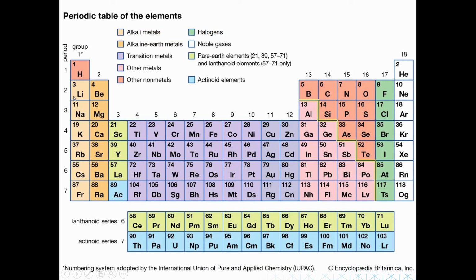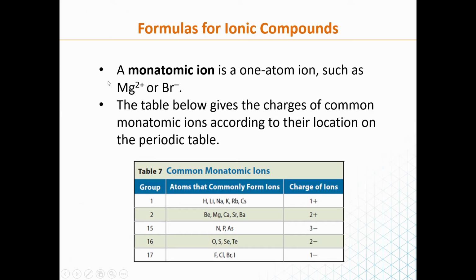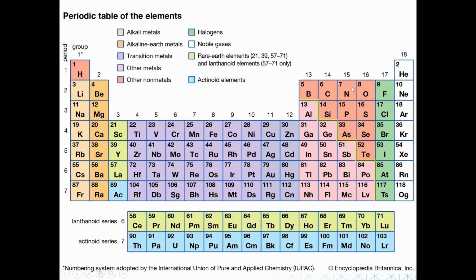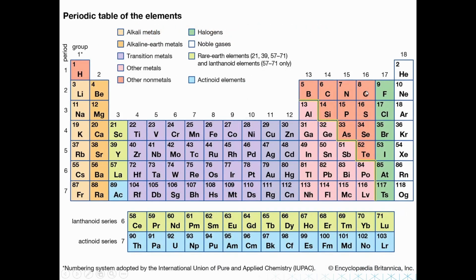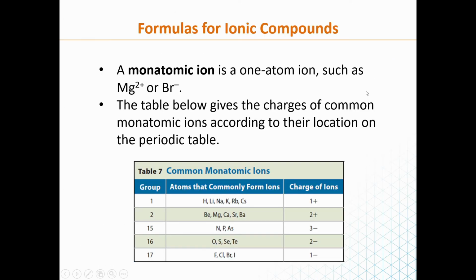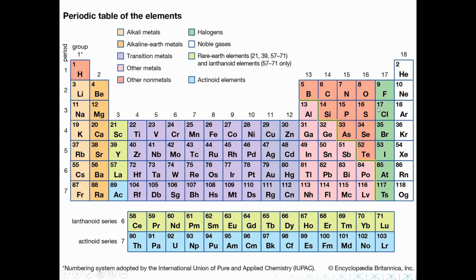Group 1, all of them are +1. Group 2, they are +2. Group 15, they are -3. Group 16, they start with oxygen, they are -2. And last we have group 17, the halogens, they are -1.